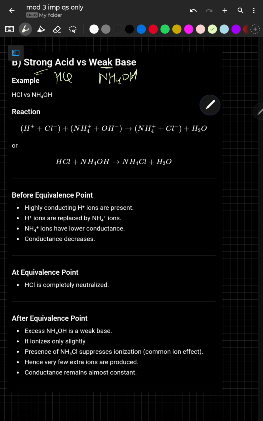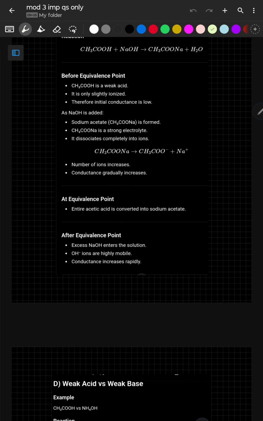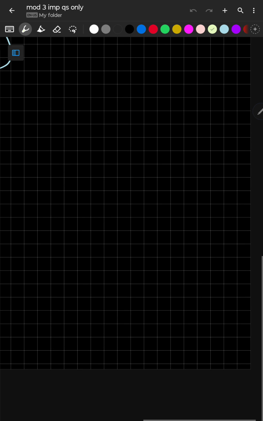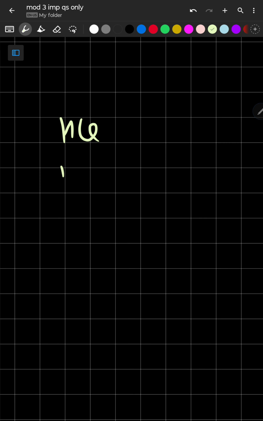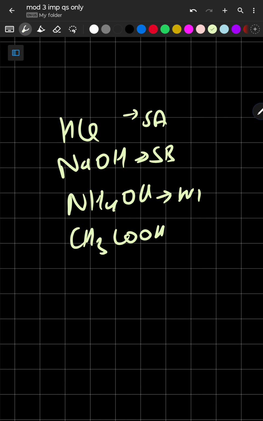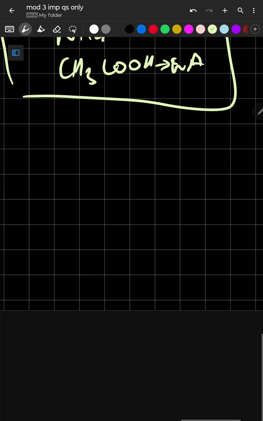For weak acid, we can take CH3COOH. Revolve around these four only. I'll just write it somewhere over here. For HCl, NaOH, NH4OH, CH3COOH: strong acid, strong base, weak base, weak acid. Use these only for taking examples. Don't get confused. That way you can learn the example.